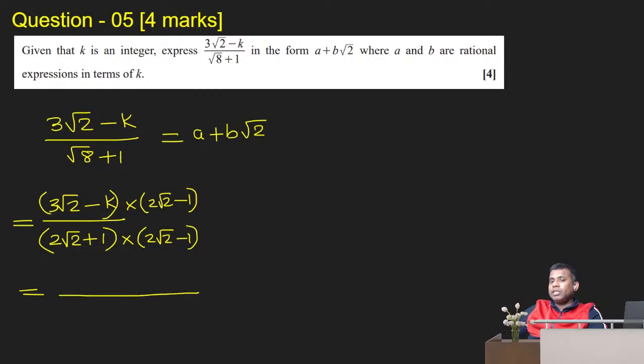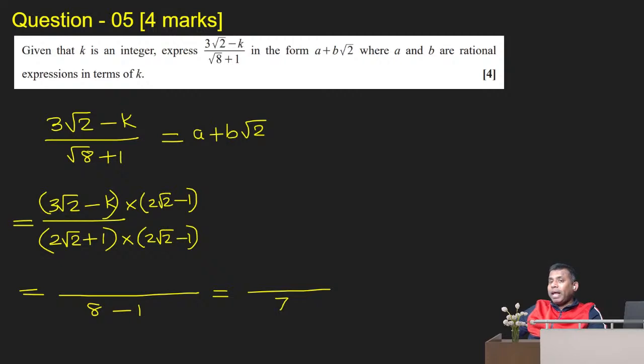The denominator is going to be, as I said before in the previous question, this is a plus b format and this is a minus b format. So a squared means 8, minus b squared means 1. So 8 minus 1, that is the answer at the denominator, which is equal to 7.